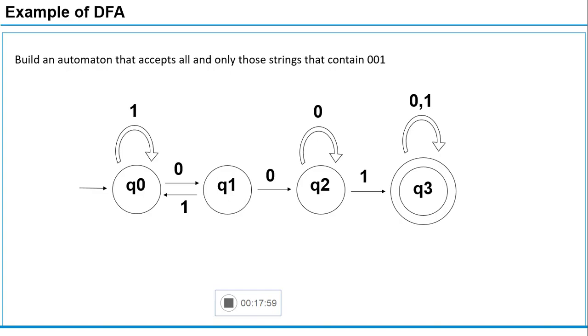After that, it is going to have the substring 0, 0, 1. So after that I can read any type of strings. So I have a self loop. The self loop is going to have 0 slash 1, or you can also mention it as 0 comma 1. So this is another example for the DFA.